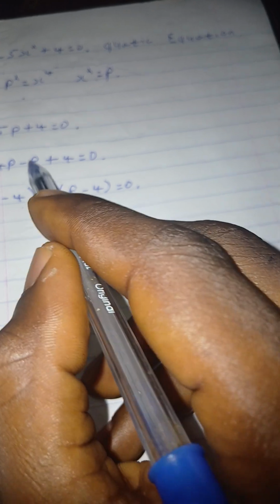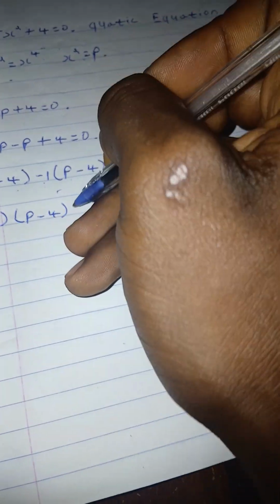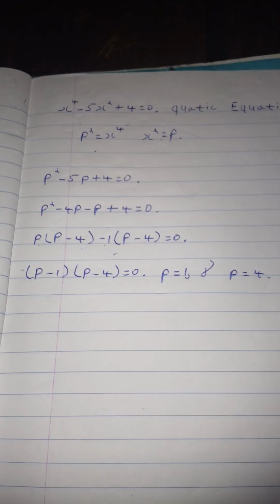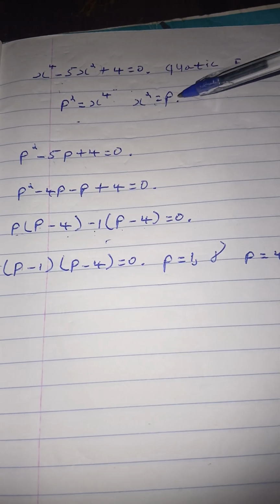Can you see it is still the same thing? Because p times p is p squared, p times minus 4 is minus 4p, minus 1 times p is minus p, and minus 1 times minus 4 will give us plus 4, equals 0. Now this is the same thing as p minus 1 open brackets p minus 4 equals 0. So therefore p is equal to 1 and p is equal to 4. Now remember that x squared is equal to p.